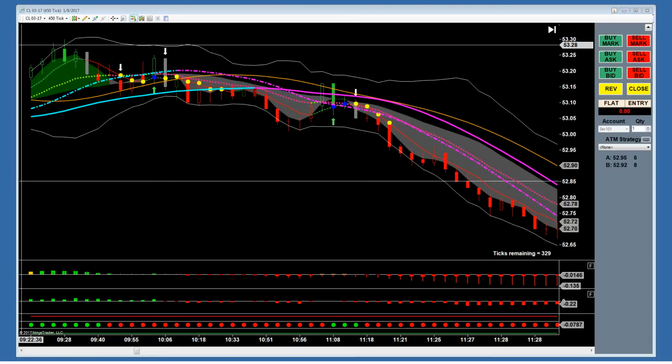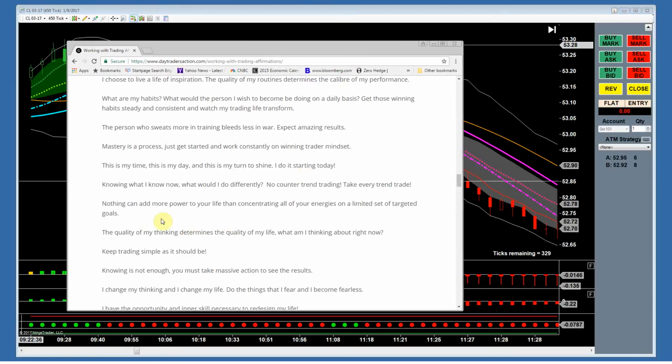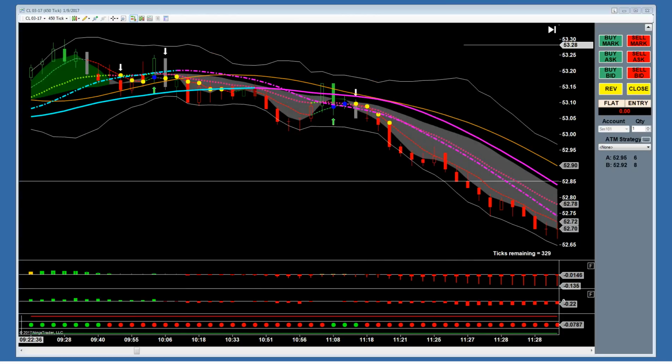Look at this. Look at this affirmation. Nothing can add more power to your life than concentrating all your energies on a limited set of targeted goals. And when you're condensing that into a limited set of trading setups that are exact, specific, and have an 80 to 90% winning factor. See what I mean? That's goal setting there, but you concentrate everything on these winning setups, and you don't care, because you have faith in the probabilities.